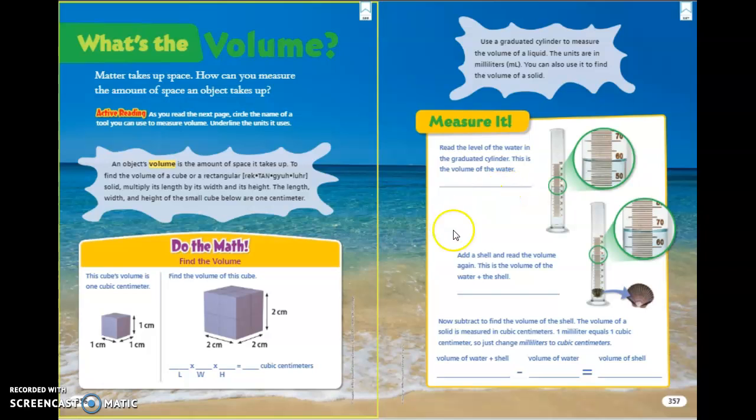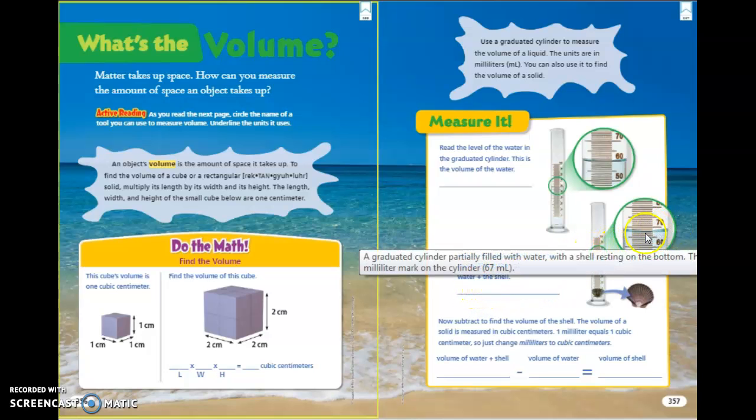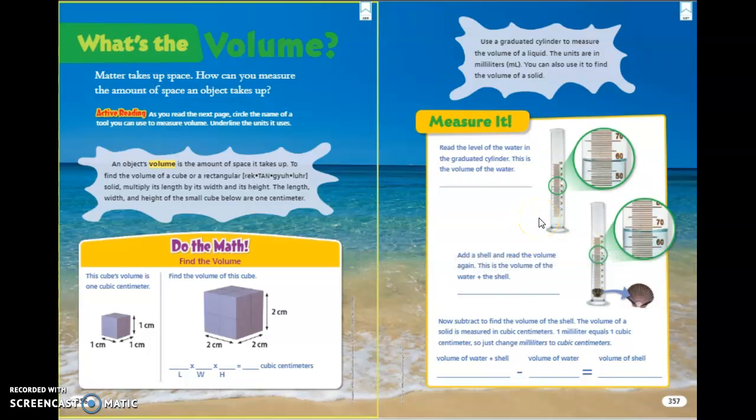Okay, now let's read the next part. Add a shell and read the volume again. This is the volume of the water and the shell. So looking at the graduated cylinder there, how much is that measurement there? Looks like they're counting up by 2s. So it looks like it's roughly 67 milliliters. So if this is 60 milliliters and this is 67 milliliters, you would put 67 milliliters on the volume of the water and shell. So it says now you subtract to find the volume of the shell.